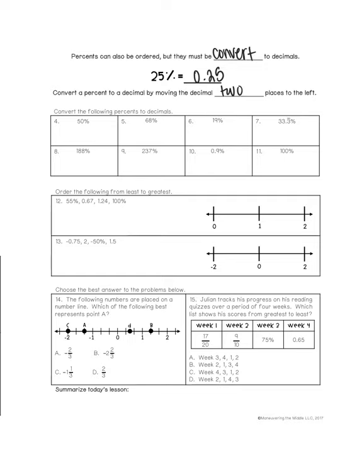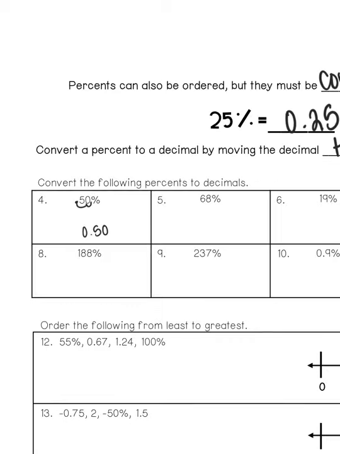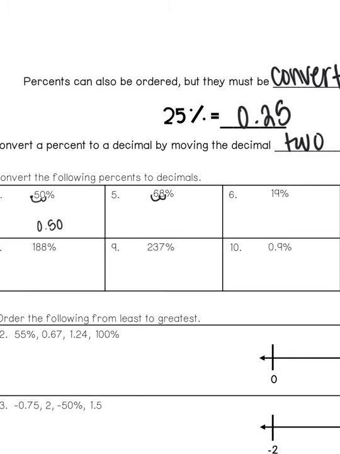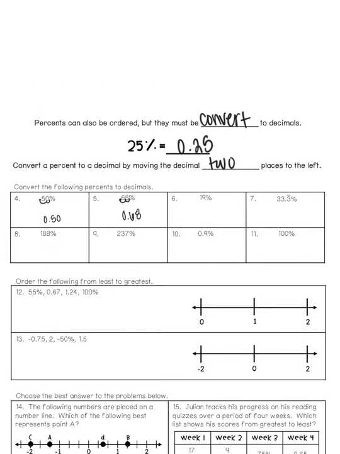So I'm going to show you what I mean. 50%, I move it 1, 2, and that is 0.50. 68%, move it 1, 2, that is 0.68. Okay. We're going to skip 6. You'll do that one on your own in the Google form.